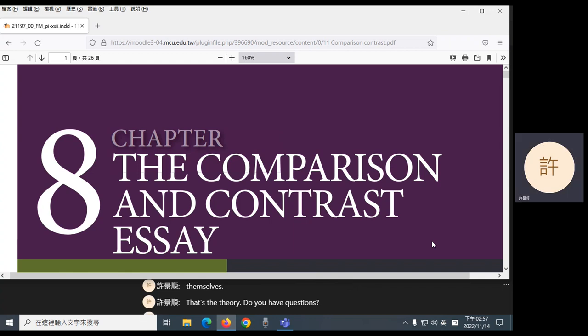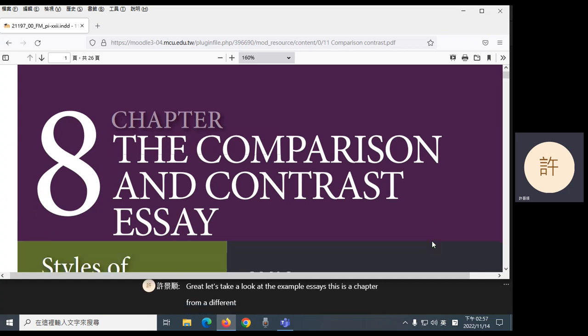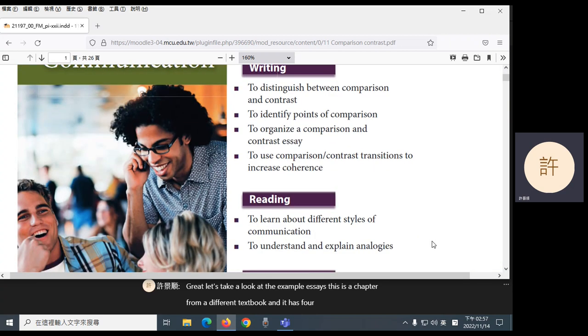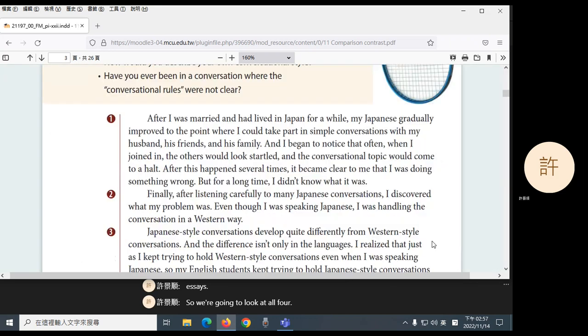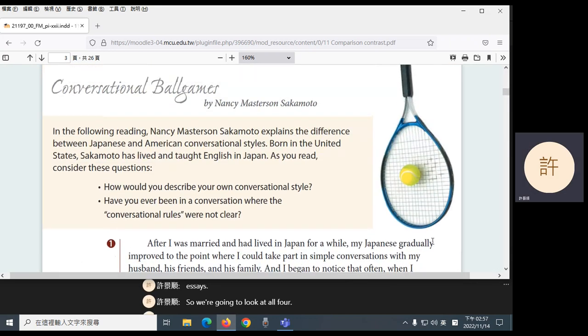Great. Let's take a look at the example essays. This is a chapter from a different textbook, and it has four example essays. So we're going to look at all four. This one, Conversational Ball Games by Nancy Masterson Sakamoto. The introduction tells you what this essay is about, and it's comparing two different kinds of conversation style, American and Japanese.